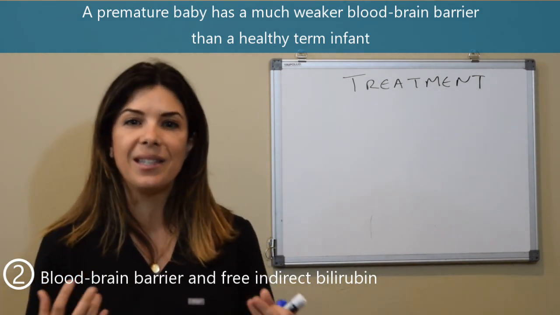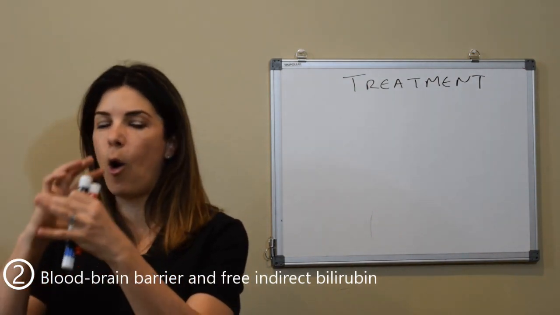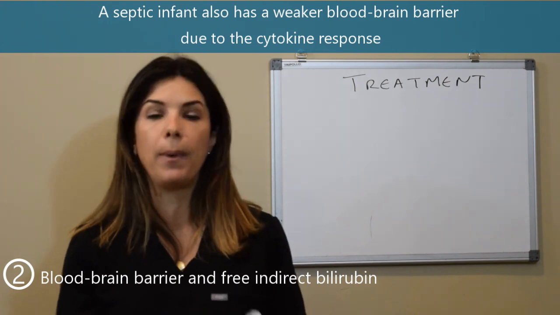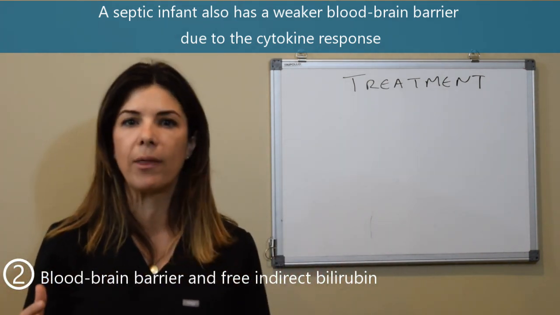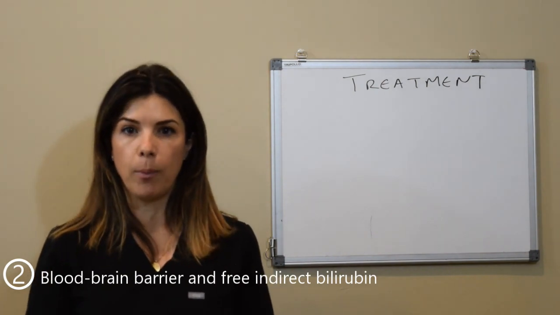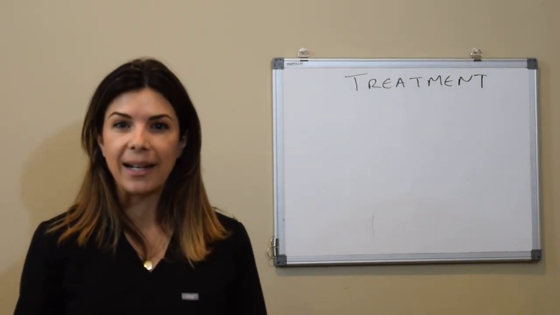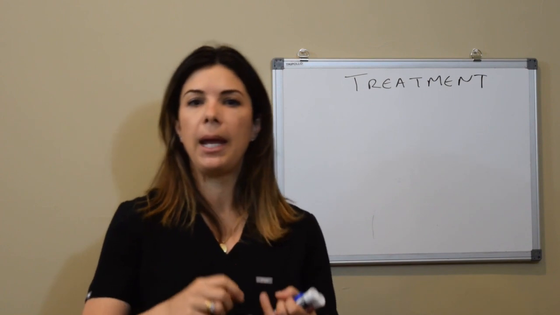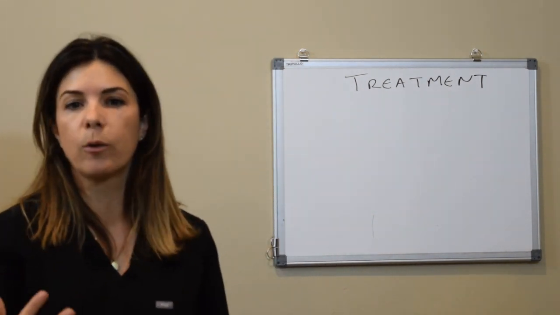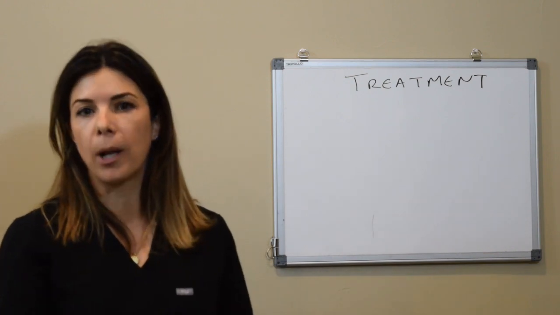If the baby is septic and that whole blood-brain barrier is leaky or just not as tough as it should be because all the cytokines and everything are going around the body, again, we'd worry a lot more about that level of bilirubin. So practically, make sure the baby isn't preemie and isn't septic, and there aren't any other reasons why the baby should have a horrible blood-brain barrier.